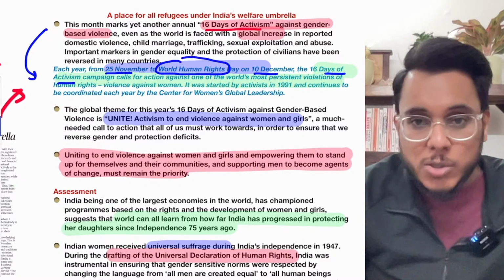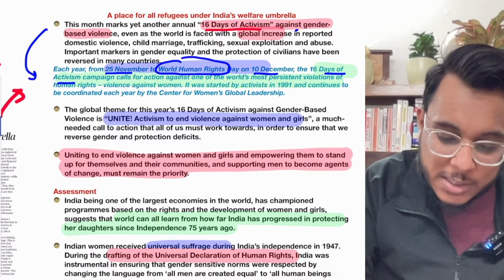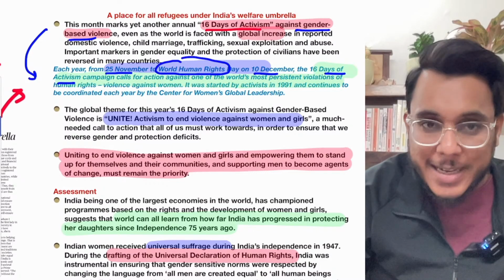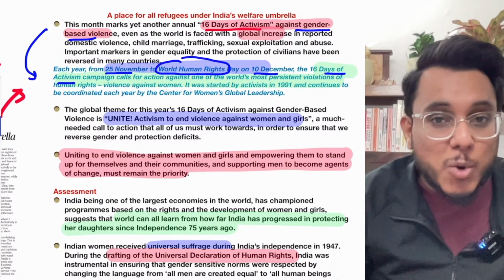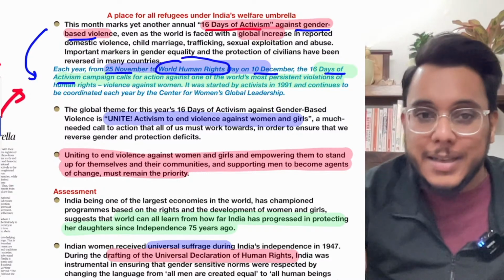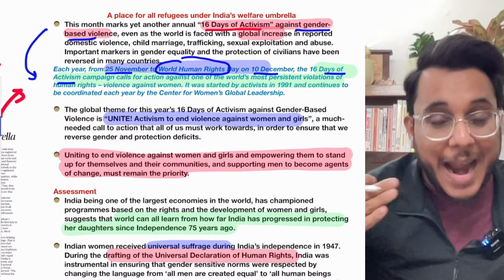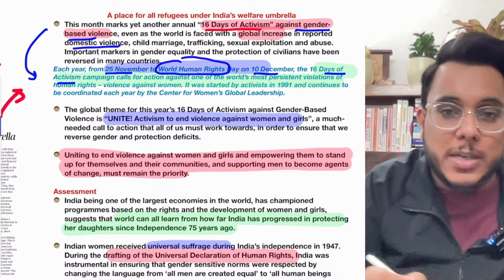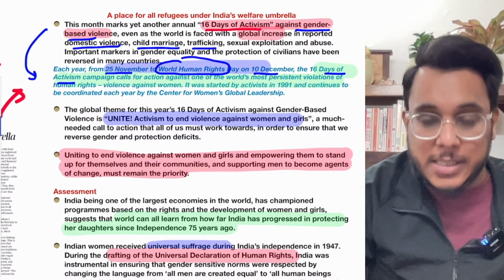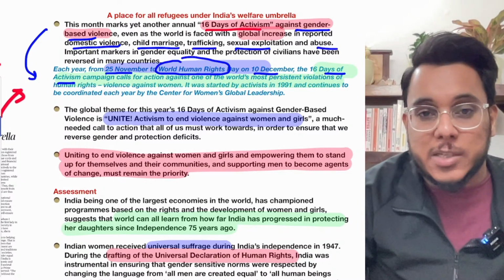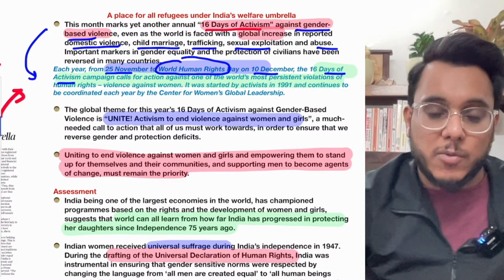Now this year also we are observing the 16 days of activism, and it is focused against gender-based violence, because right now we see a global increase of gender-based violence, particularly because of the COVID-19 pandemic. This pandemic has been called the shadow pandemic, because women have become more vulnerable, and domestic violence, particularly against women, has increased. Child marriages have increased. Trafficking of girls has increased. Sexual exploitation and abuse has increased. Therefore, the 16 days of activism is specifically oriented towards the gender-based violence that is happening.